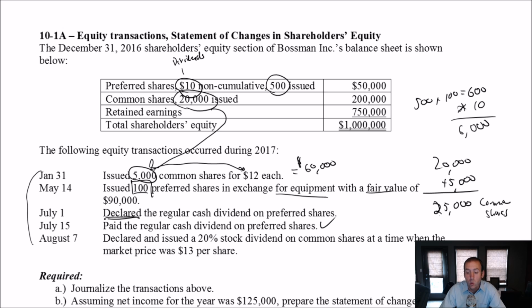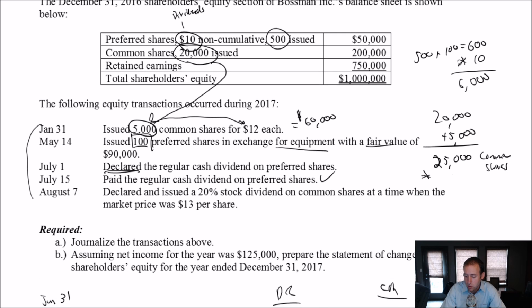We're going to declare a 20% stock dividend. So let's just take 20% of those common shares, and that's 5,000. So basically what that means is if you own 5 common shares, I send you 1 common share. So if you own all 25,000, I'm issuing you 5,000. I'm issuing 5,000 new common shares to send out into the world. That's what a 20% stock dividend means.